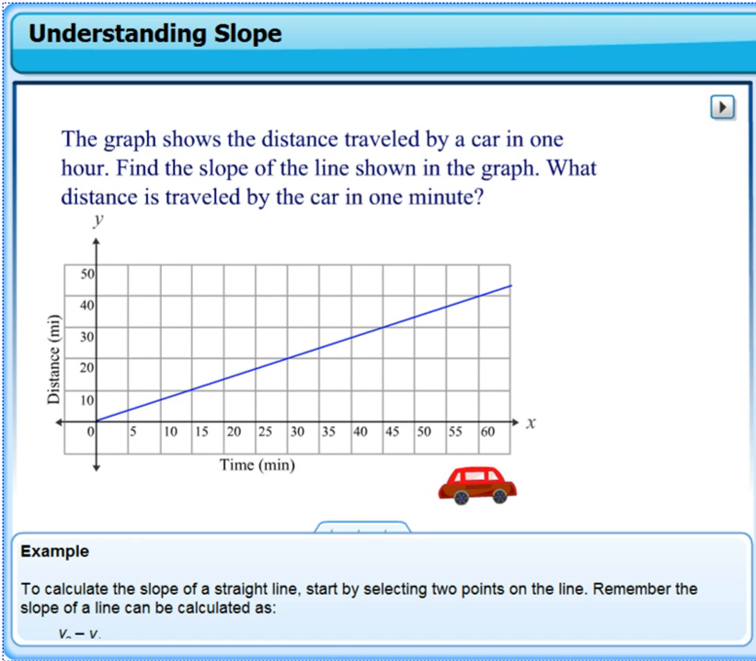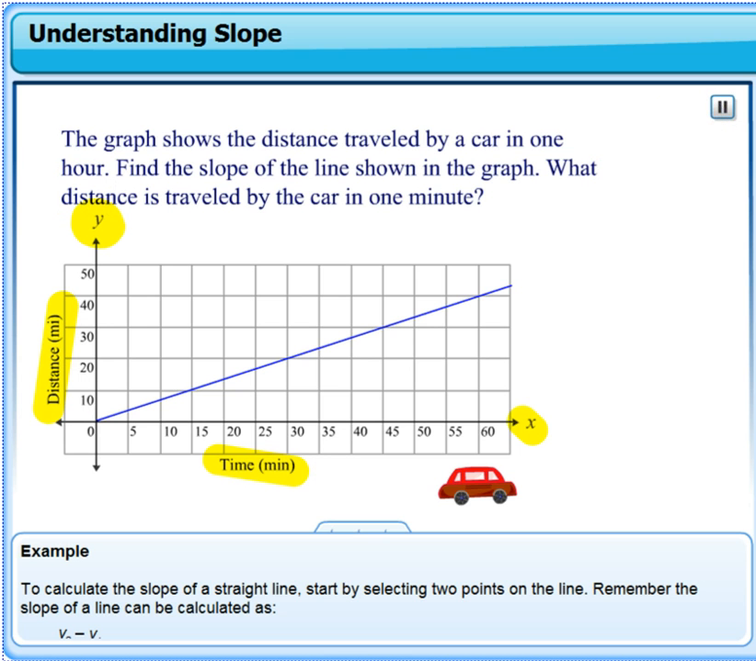So I have a graph that shows the distance traveled by a car in 1 hour. Find the slope of the line shown in the graph. What is the distance traveled by the car in 1 minute? So remember, whenever you're trying to find the slope, the independent variable has to be on the x-axis and the dependent variable has to be on the y-axis. So here the independent variable is the time, so time is on the x-axis. The distance depends on the time, so it is on the y-axis.